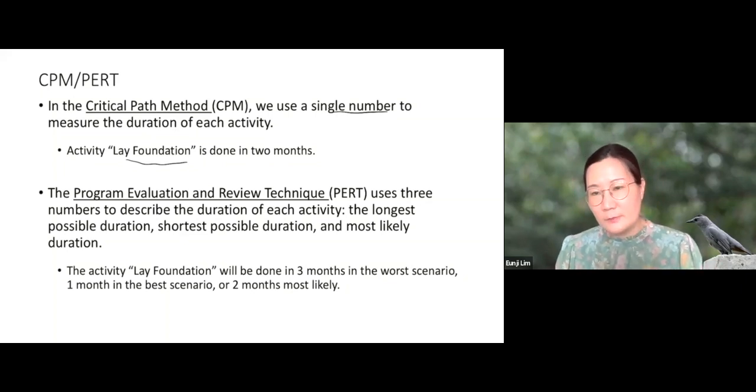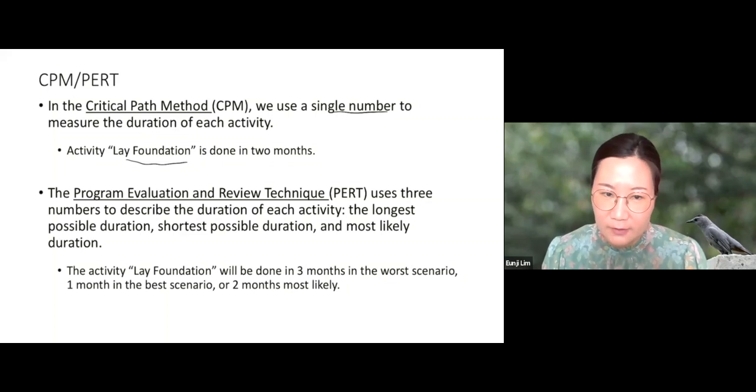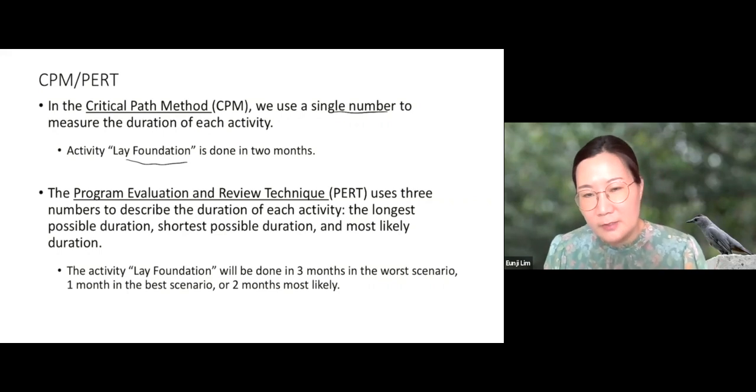Last time we talked about how to organize a project using the Gantt chart. The Gantt chart is easy to use, but when we have a large project with lots of activities, then we need to use something else. So we'll use the critical path method, the CPM, and the program evaluation and review technique, PERT. What's the difference between CPM and PERT?